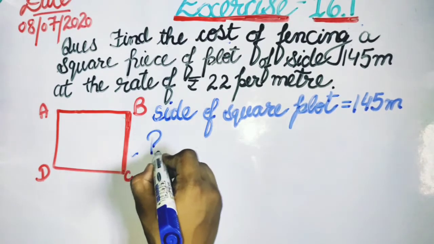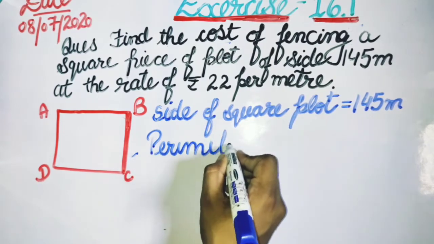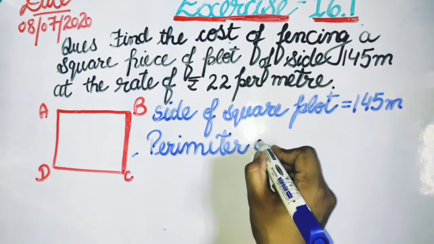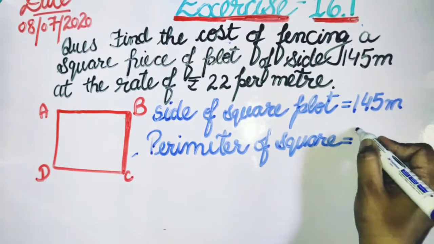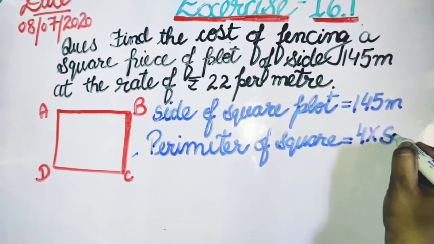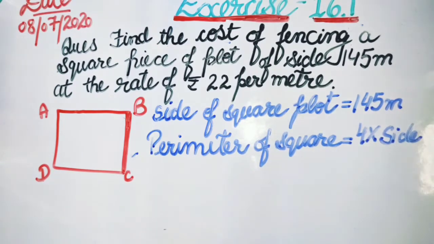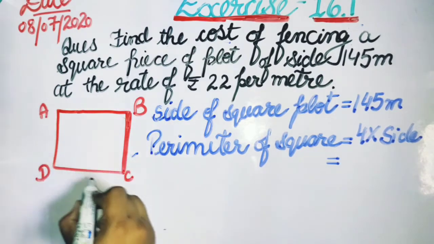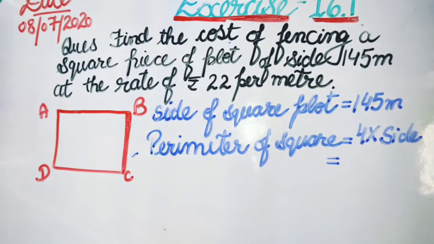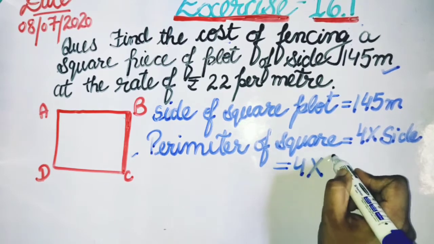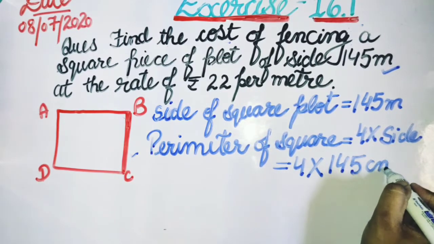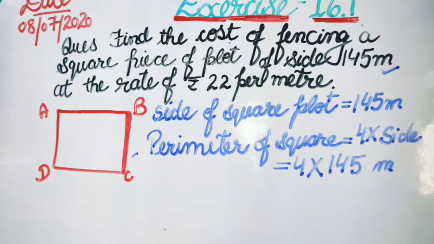So perimeter of square is, students, general formula of perimeter of square is 4 multiply side. And the side value of this square piece of plot is already given to us in the question, that is 145 meter. So we will put the value of side, that is 145 meter, right?